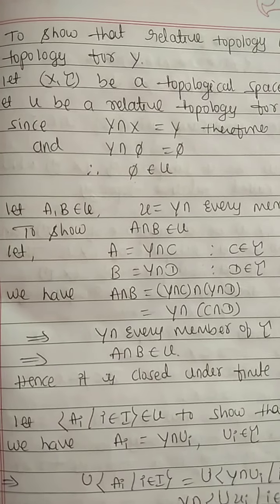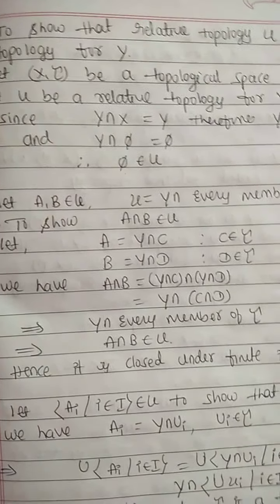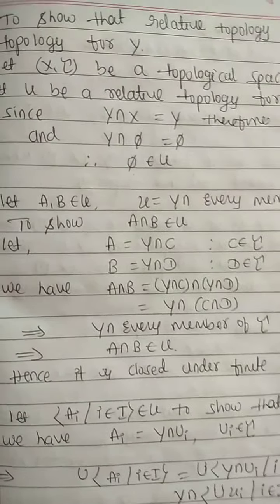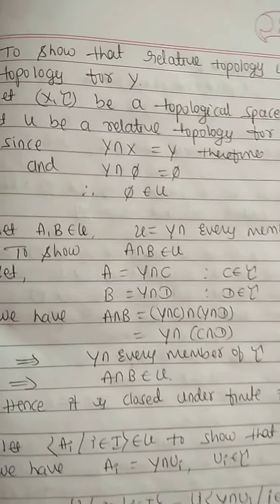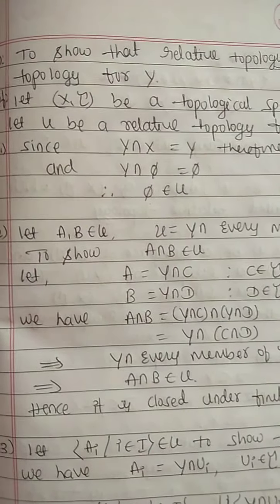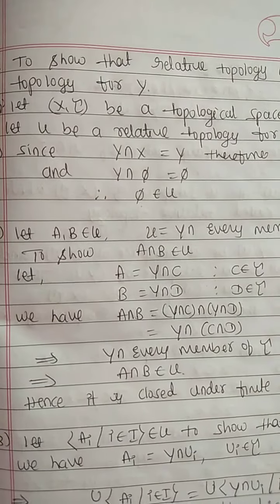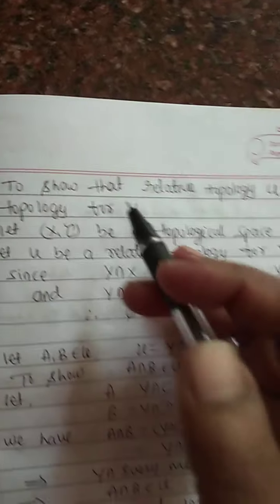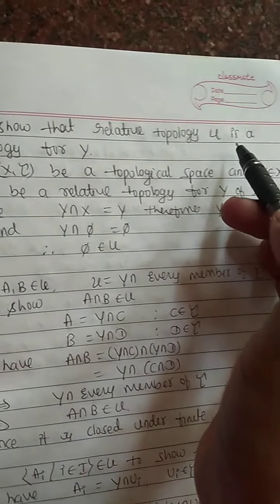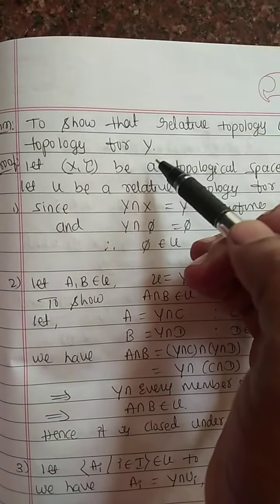In the last class we have discussed the definition of relative topology and subspace and solved some examples on relative topology. Now I am going to discuss some theorems on relative topology. Theorem: to show that relative topology U is a topology for Y.